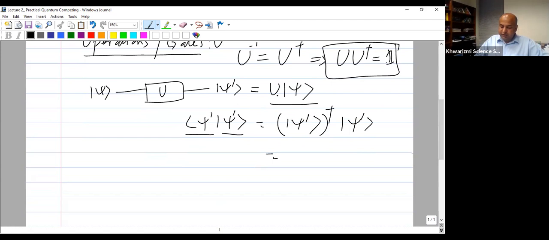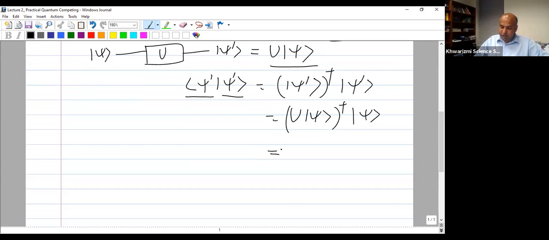And this psi prime is U psi. So when I take the dagger of this, it becomes... when this conjugate transpose is brought to these two matrices, they change their place, and we get this psi prime. And now, this dagger, when it comes to psi, so psi dagger is psi bra.